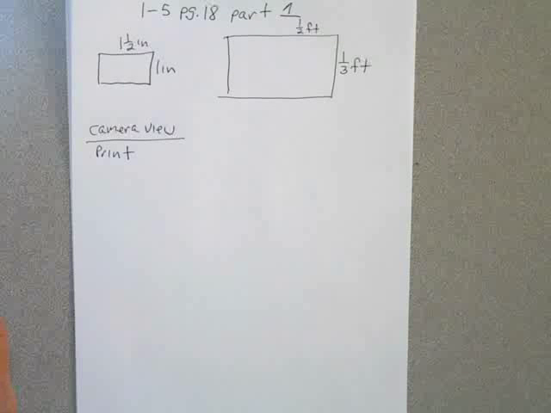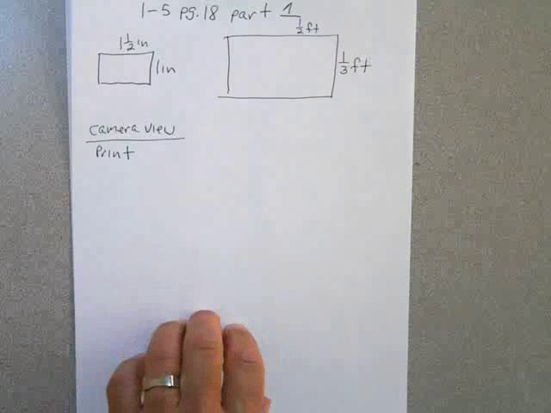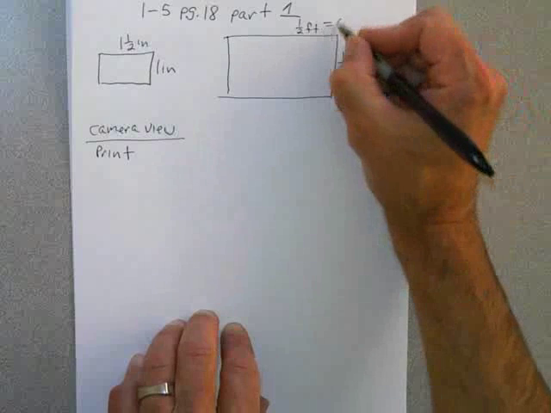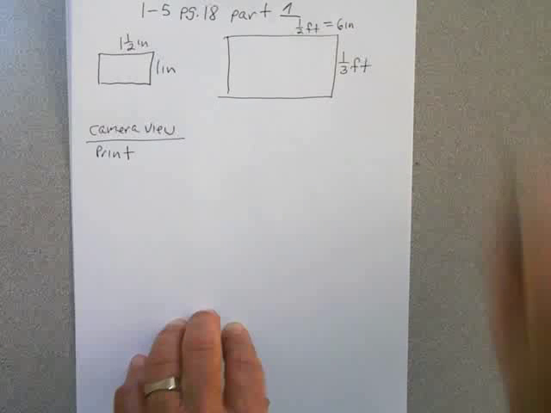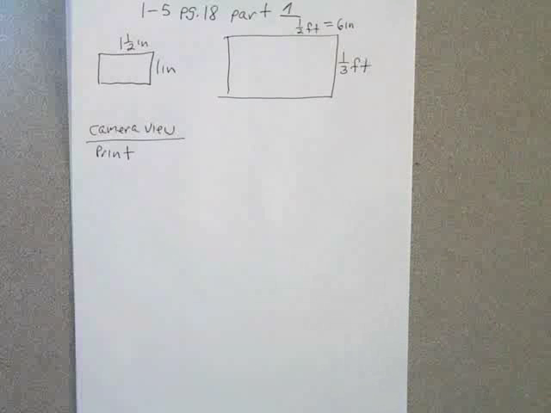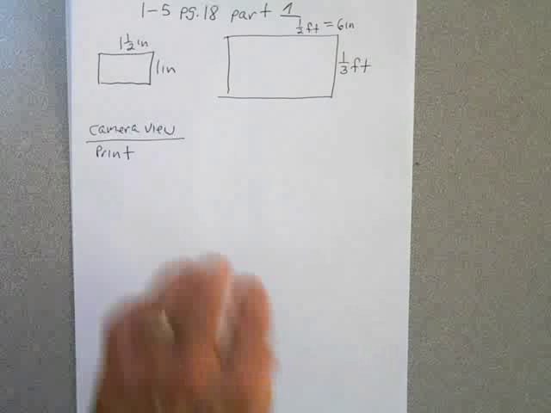The first thing I'm going to do is convert 1/2 of a foot into inches. There are 12 inches in a foot. If I divide 12 by 2, I would find out, if I didn't already know, that 1/2 of a foot equals 6 inches. Similarly, if I divide 12 by 3, I would find out that in each third of a foot, there are 4 inches.